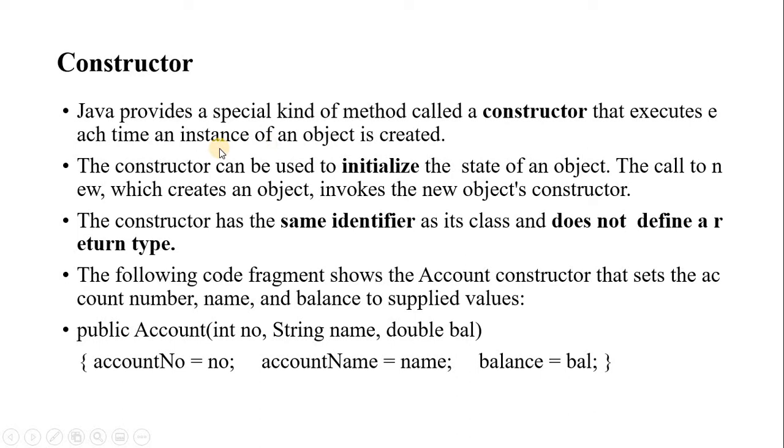It is going to create an object. It is going to initialize the value for any object. And whenever an object is created, the constructor is automatically called. The constructor name has to be the same as the class name. So the same identifier we are going to use for the constructor name, and it will not return any data. So a constructor looks like a method, but it will not return a value.